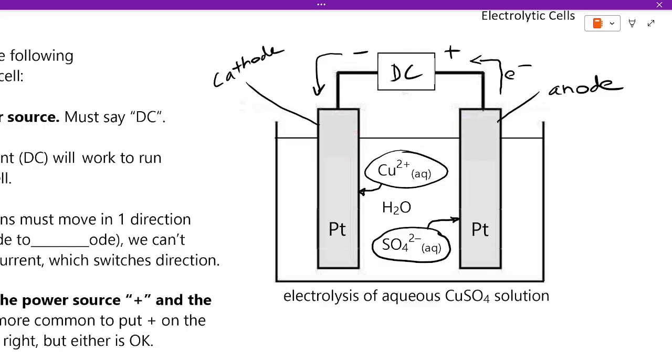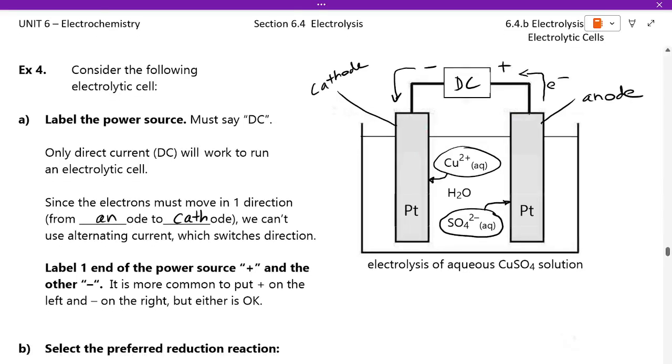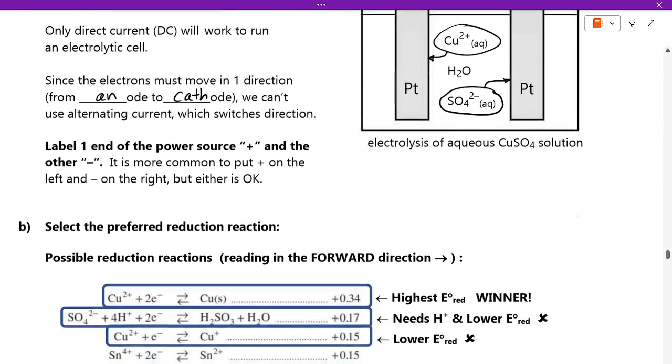Okay. Since electrons must move from the anode to the cathode, we cannot use alternating current, so we need to have a DC power supply. Okay, select the preferred reduction reactions.